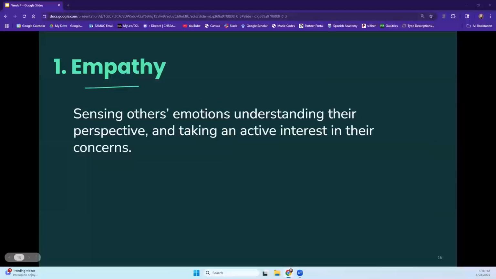So we're going to focus on empathy because that is a huge component of social awareness. And this is sensing others' emotions, understanding their perspective, and taking an active interest in their concerns. So this can be done a number of ways, but we've got to recognize emotional cues, those verbal and nonverbal, being emotionally attuned without being overwhelmed by it.